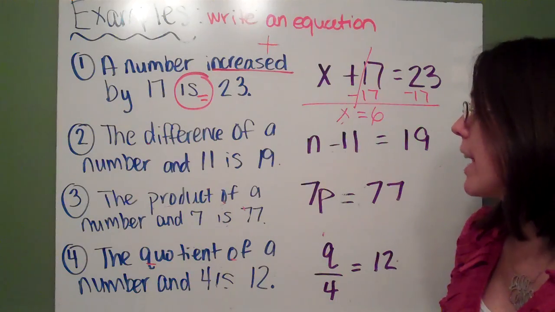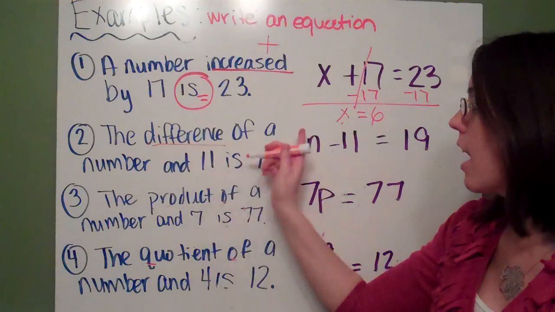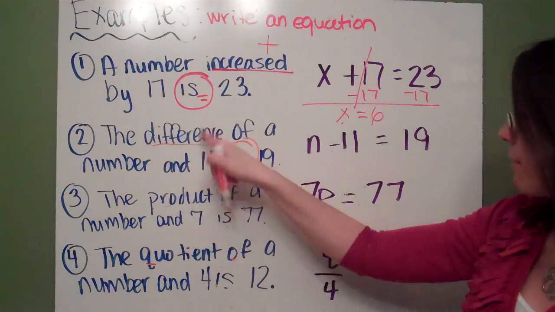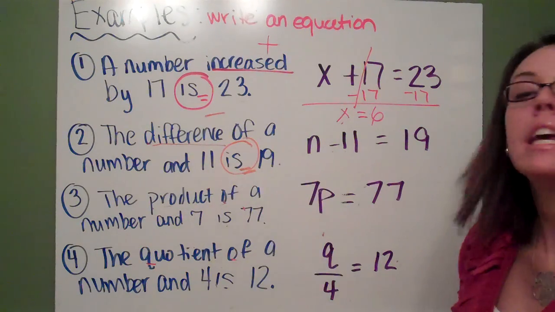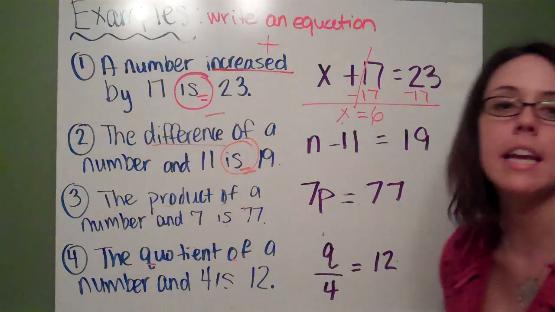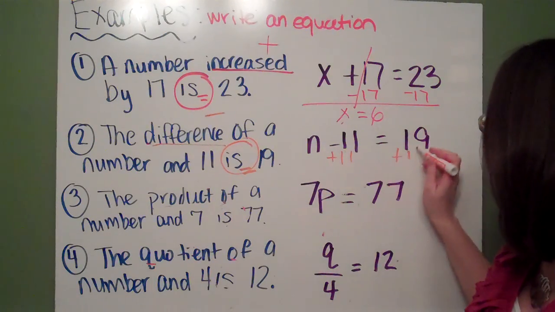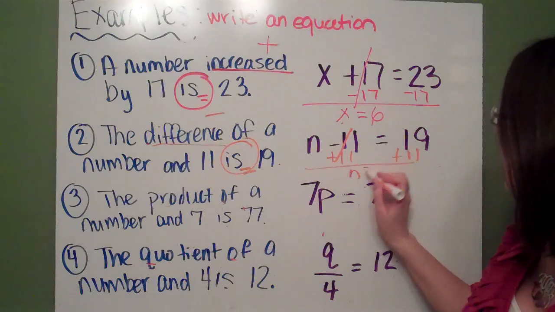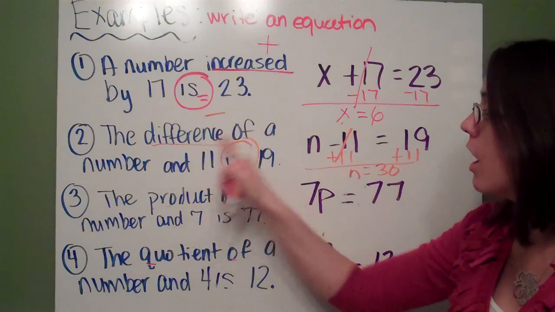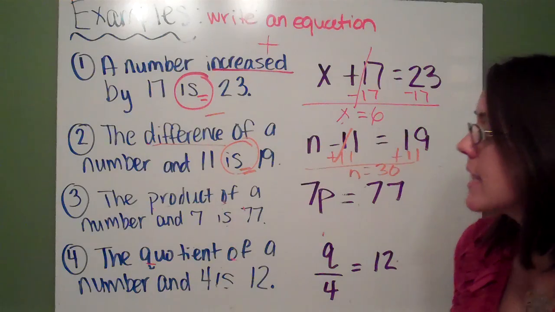The difference of a number and 11 is 19. Number 2. Keywords, difference of a number and 11 is 19. Again, difference tells us to subtract, is tells us equal. We're going to use n this time. N minus 11 equals 19. How do we solve this one-step equation? Let's add 11 to both sides. Your 11's cancel. You're left with n equals 30. Let's check ourselves. The difference of 30 and 11 is 19. We are correct.